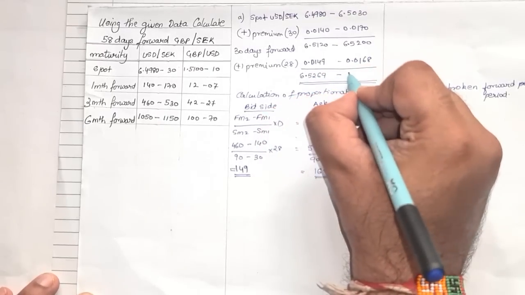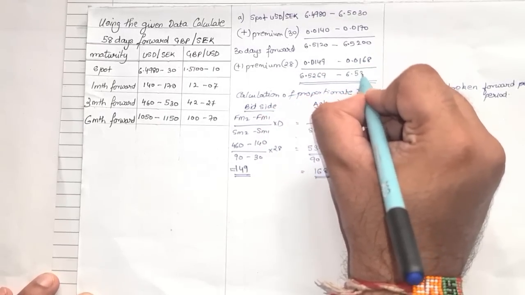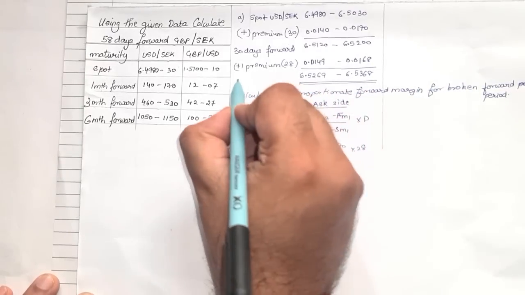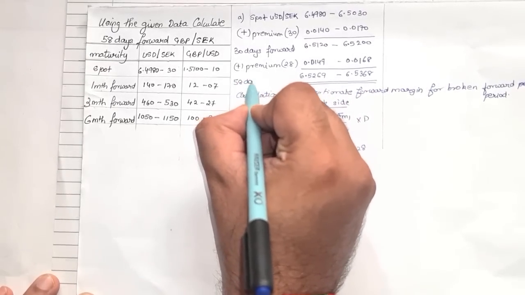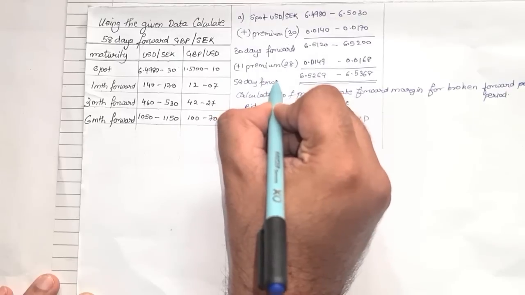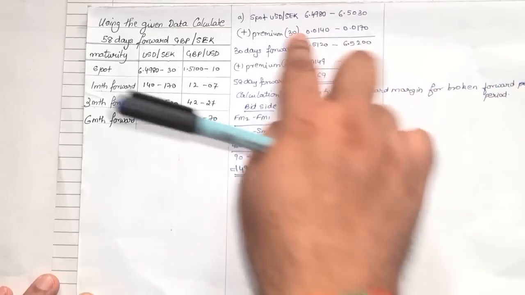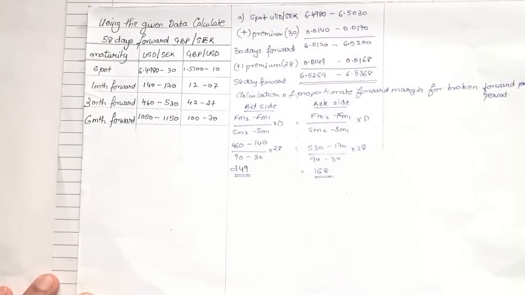I add up, I will get the value as 6.5269, and here I will get the value as 6.5368. Okay, now this is my 58 days forward rate. This is my bid rate, this is my ask rate, USD to SEK.